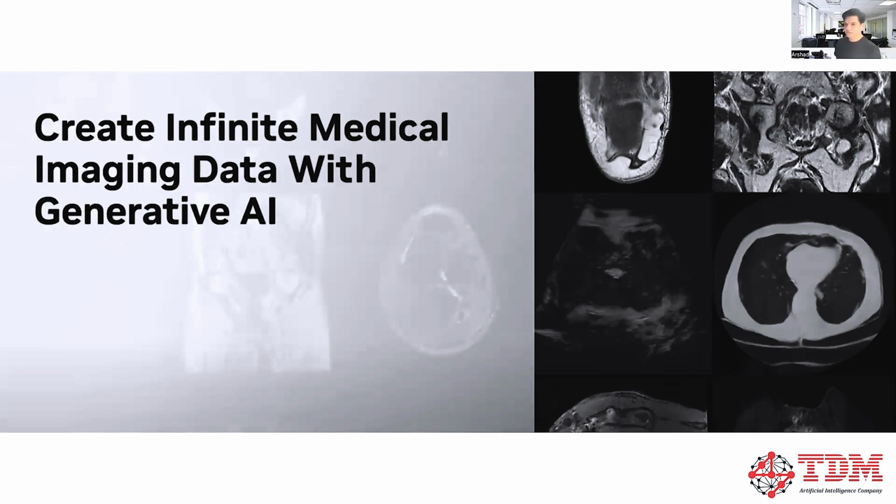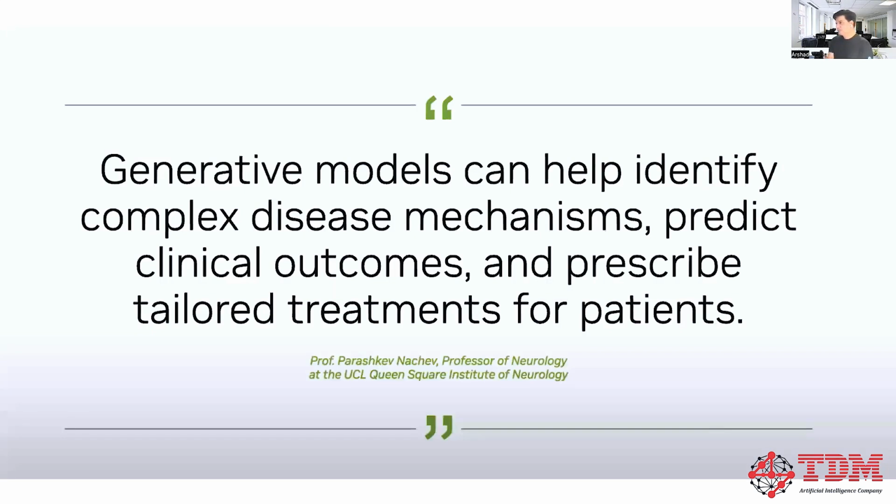This is the 20% of the excitement in the $15.7 trillion change. I have a very basic presentation here on this. Next one, possibly I'll show you a model. So Gen AI models can help to identify complex disease mechanisms, predict clinical outcomes, and prescribe treatment. This is the goal, treatment for the patients.